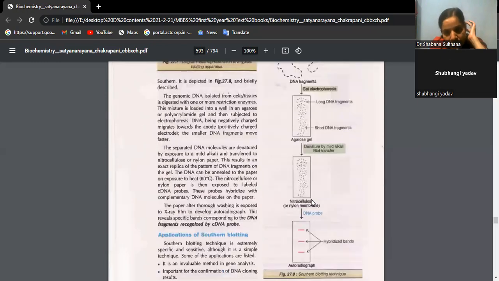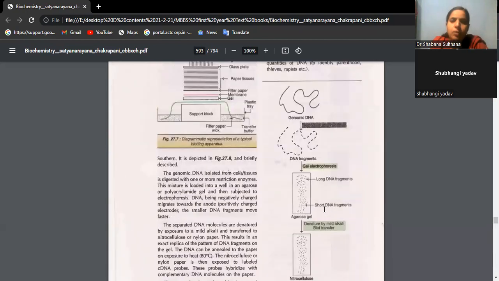Now in the Southern blotting technique, we hybridize DNA. Suppose this is the nucleus. In the nucleus, we have so much genetic material, DNA. We are only taking a fragment of this genomic DNA. First of all, the DNA is cut into fragments, that is, pieces. Then it is allowed to undergo gel electrophoresis. Electrophoresis means you are passing electricity through a solution.